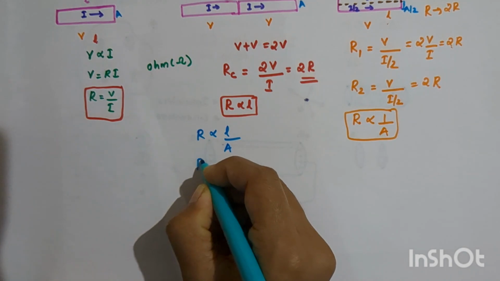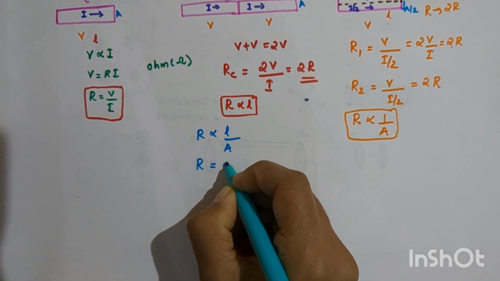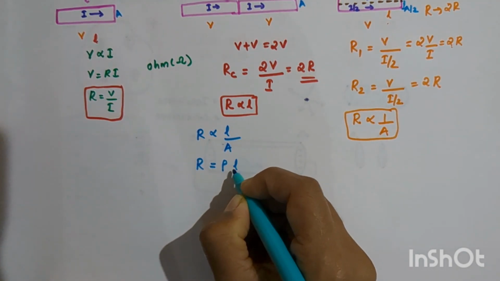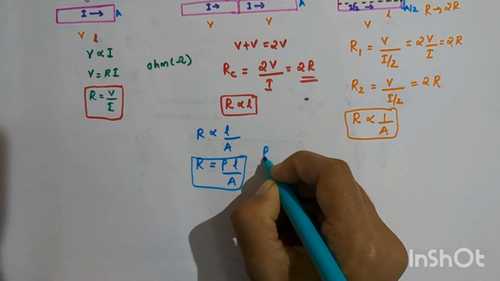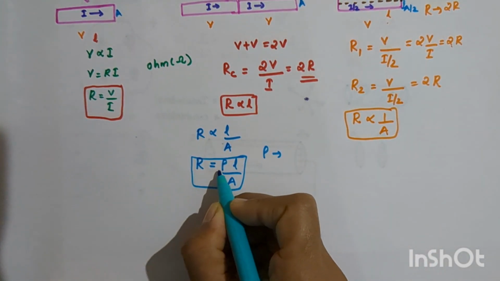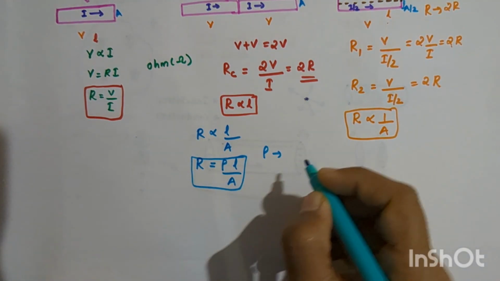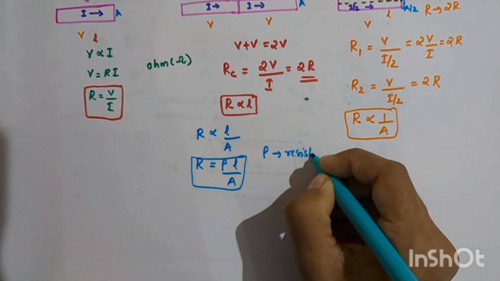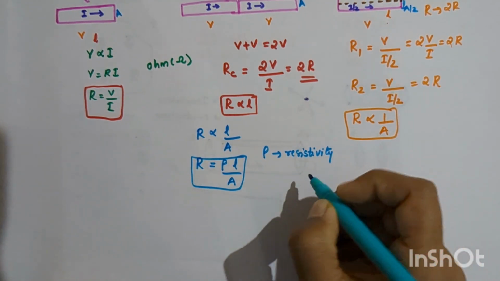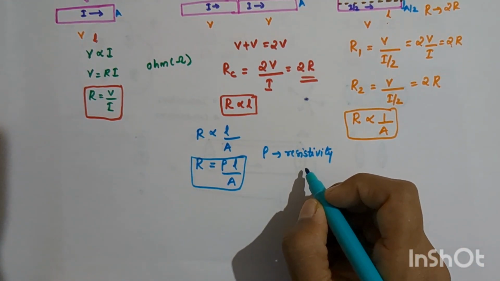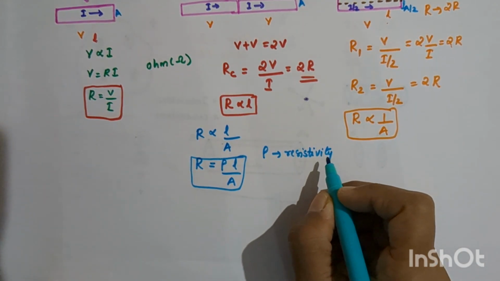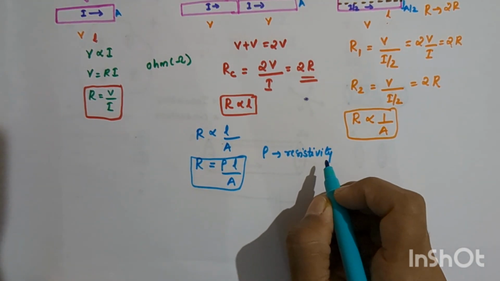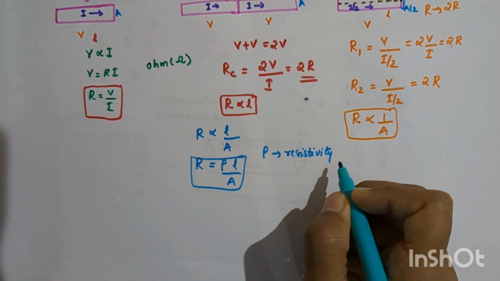Now, when we replace this proportionality sign with an equal sign, we write one proportionality constant here, R equals rho L by A. This proportionality constant is rho, which is actually the resistivity of the material. Resistivity depends on the material as well as the temperature of the conductor. It does not depend on the dimensions, that is the length and area of cross section of the conductor.